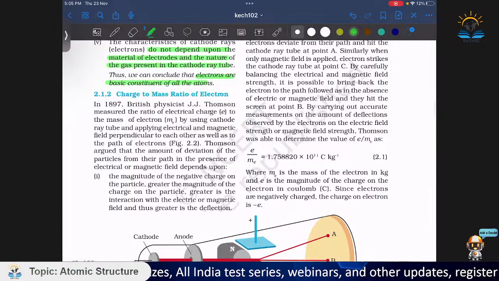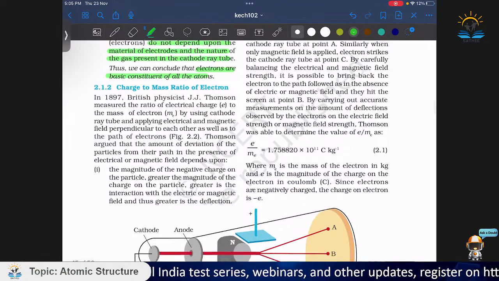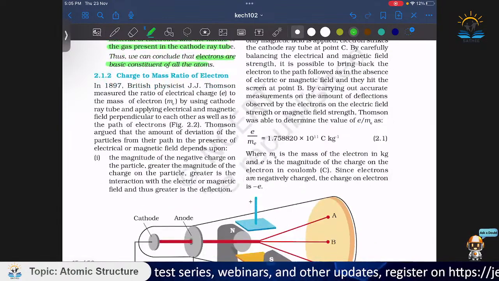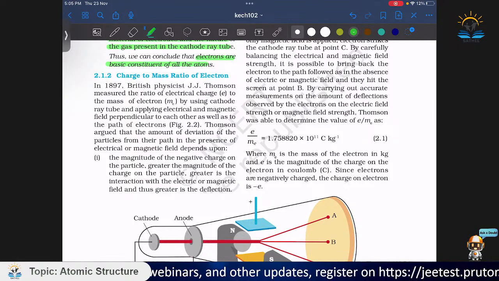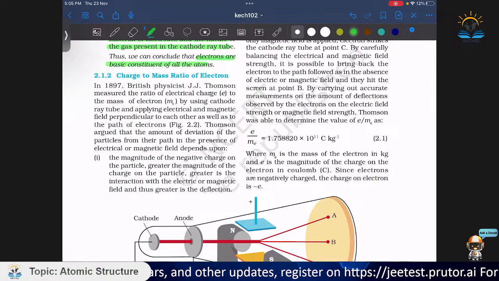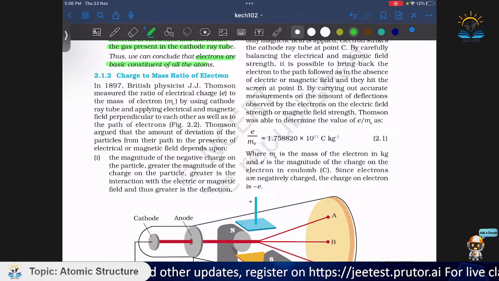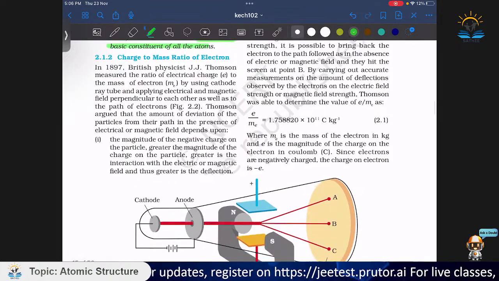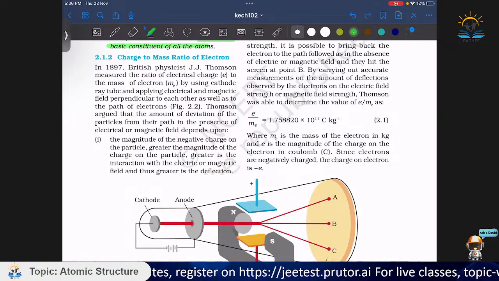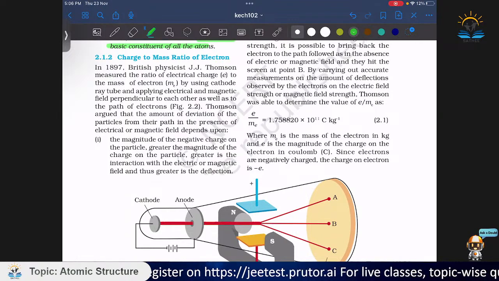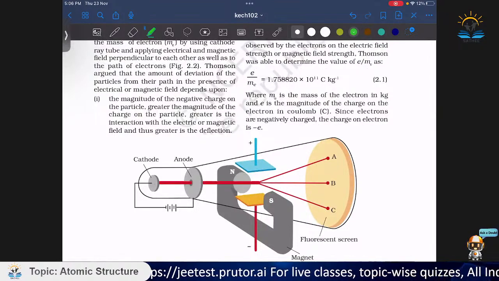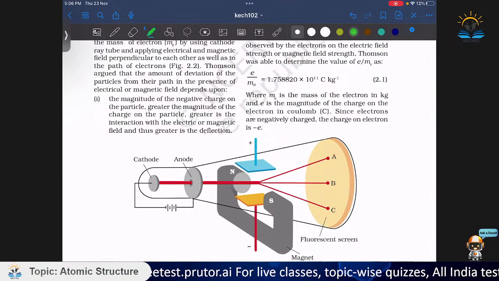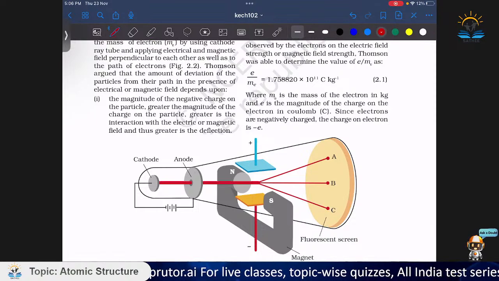Okay. Now we move to another important point of the electron, which is charge to mass ratio. Here we see the work of J.J. Thomson. Okay. He applied electrical and magnetic field perpendicular to each other, as well as to the path of electron. So this was the setup. We have a path of electron in one direction, which is this.